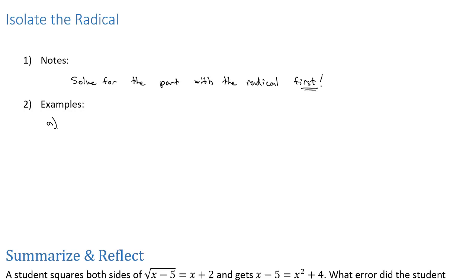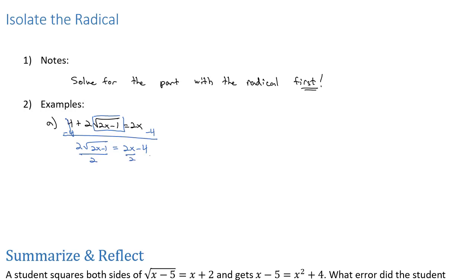For example, if we had 4 plus 2 square roots of 2x minus 1 equals 2x, we can't square both sides until that radical part is all alone. So we solve that as if that was the variable. We can subtract 4 from both sides, which gives us 2 times the square root of 2x minus 1 equals 2x minus 4. And then I can divide both sides by 2.